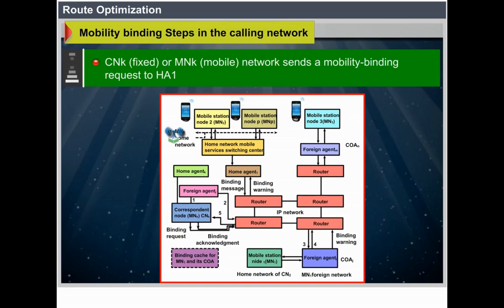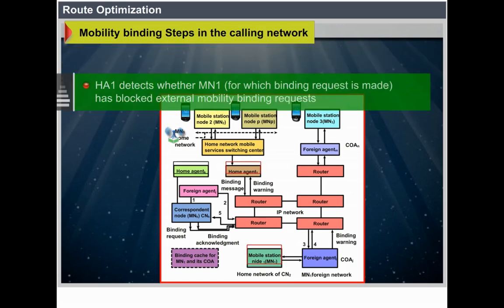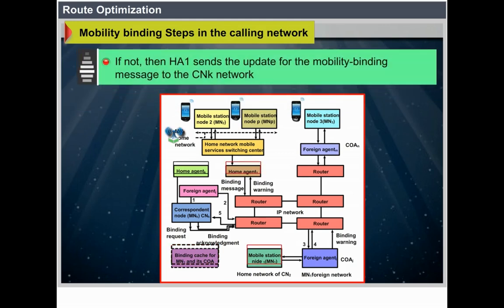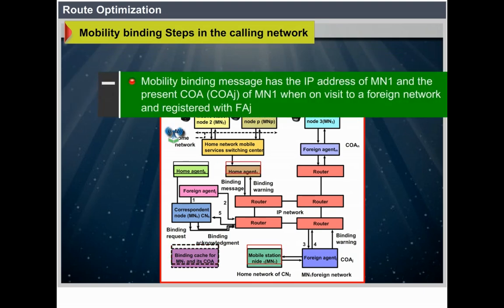CNK, a fixed or mobile network, sends a mobility binding request to HA1. HA1 detects whether MN1, for which the binding request is made, has blocked external mobility binding requests. If not, then HA1 sends the update for the mobility binding message to the CNK network. External does not include the visiting network FA.